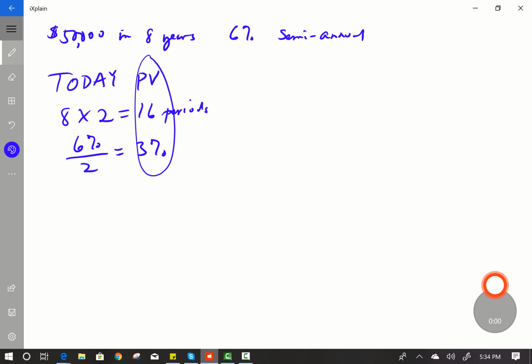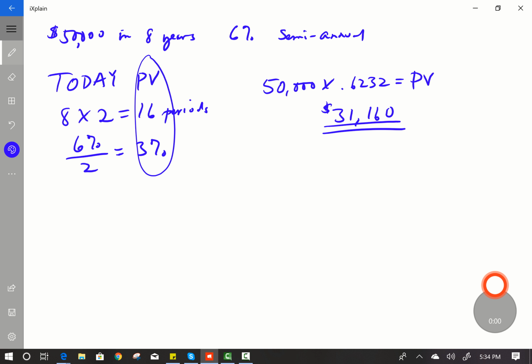Let's multiply that times $50,000. And that will equal the present value, the amount that we're going to invest today of $31,160. That's the amount that we invest today so that we can generate $50,000 in 8 years, compounded twice a year at 6% interest.